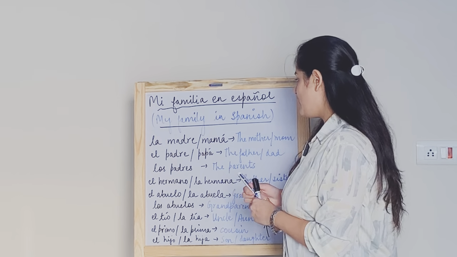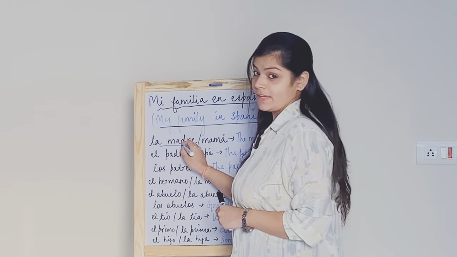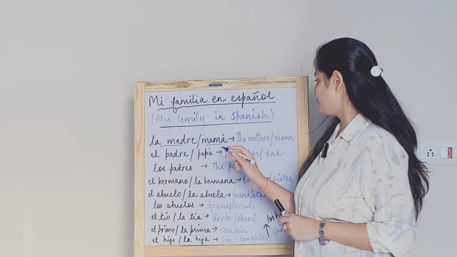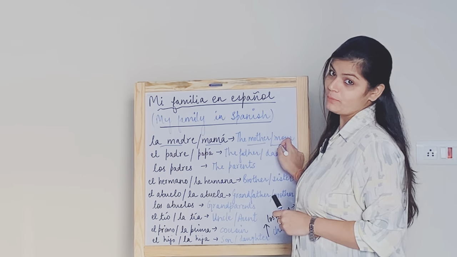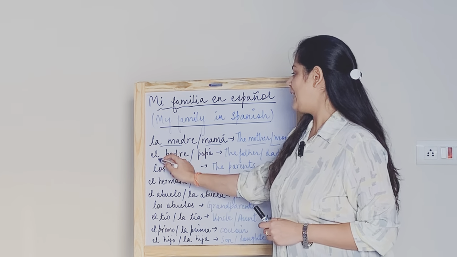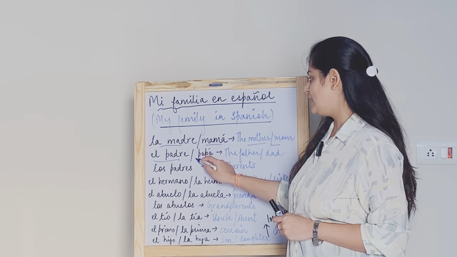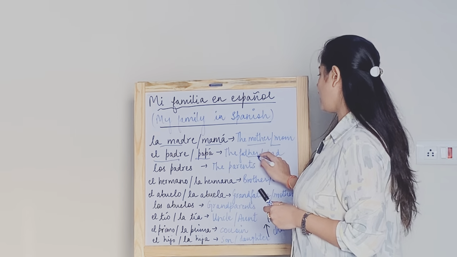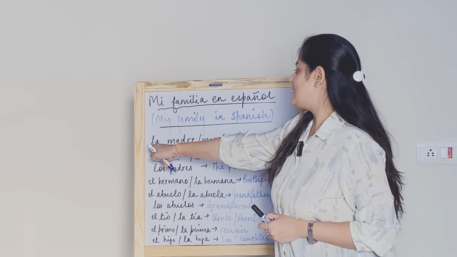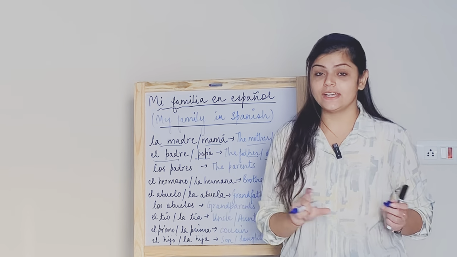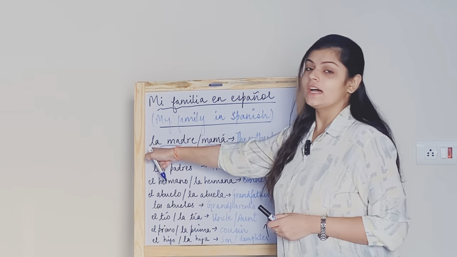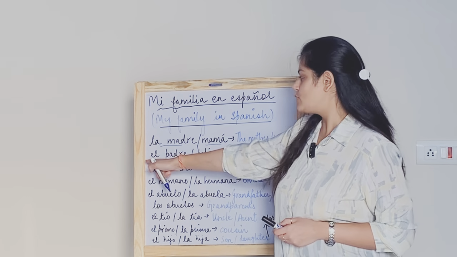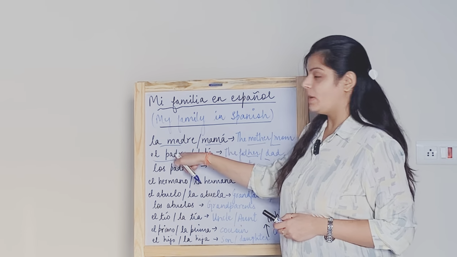Let's start with la madre o mamá. La madre o mamá. It's the mother or mom. Then el padre y papá. El padre o papá. For father or dad. This la and el, these are the articles. La is the article for feminine and el is the article for masculine. That's why la madre, el padre.